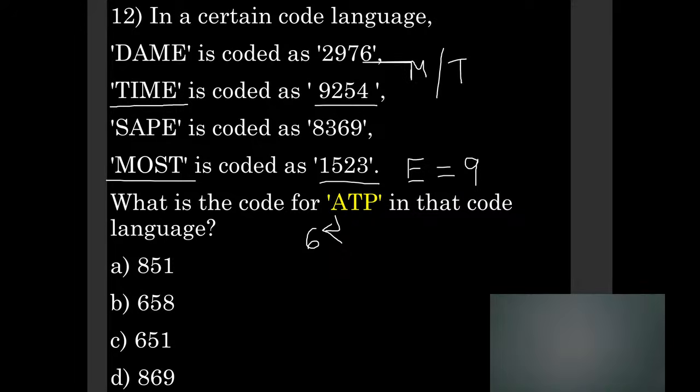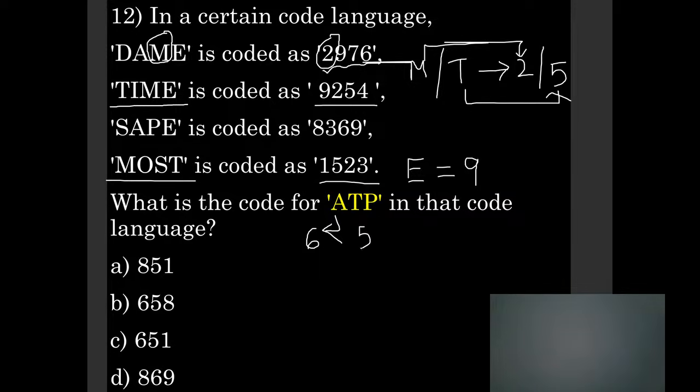The values that are common here: if you observe second and fourth, we have 9254 and here we have 1523. So 2 and 5 are common. So M or T comes under 2 or 5. We should check which one is what. If you observe the first one, in the first one we have 2. We have M, we don't have any T. So M value is equal to 2 and T value is equal to 5. So we also got the value for T. So it is 6 comma 5. We should have 6 and 5 in our option, so the first one is eliminated.